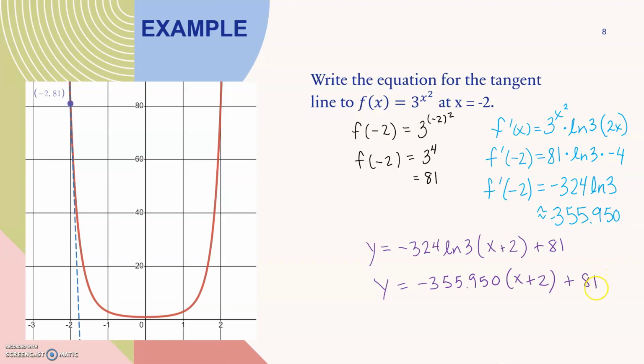But with a calculator, I can see how incredibly steep this line is. It has a slope of -355.950. And so that's kind of an interesting aspect of exponentials. They just grow so fast.